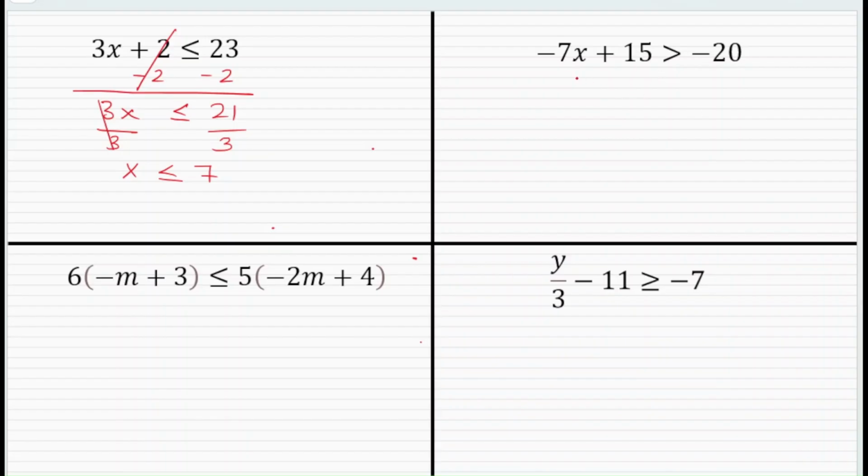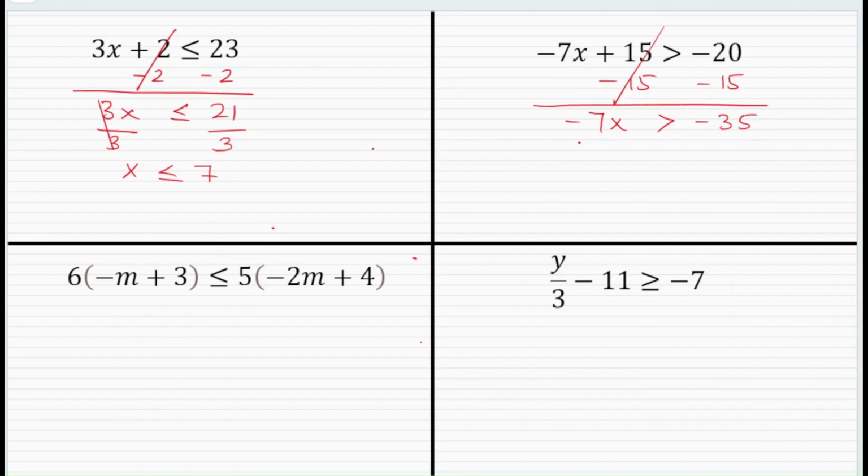Now, let's do this one: minus 7x plus 15 is greater than minus 20. I will first eliminate this plus 15 by doing minus 15 on both sides. So plus 15 minus 15 is 0. So minus 7x is greater than negative 20 added to negative 15, which is negative 35.